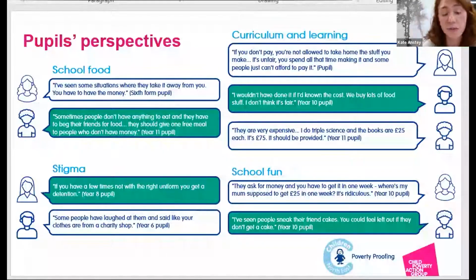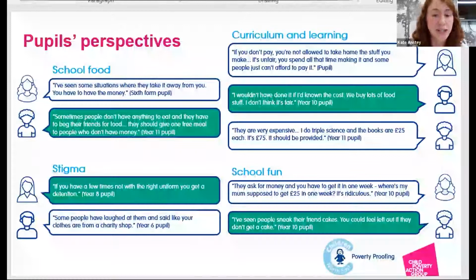And then finally, we talk about stigma broadly, but in particular in this section, we look at uniform. And we've heard lots from pupils about being sanctioned for not having the right uniform. And again, this is really something that we're trying to challenge, in that where pupils can't afford uniform and they're then getting detentions or missing out on learning, that's really detrimental for a number of reasons.